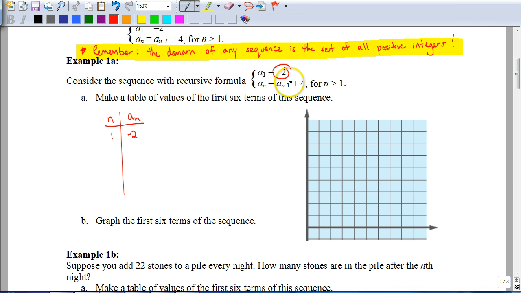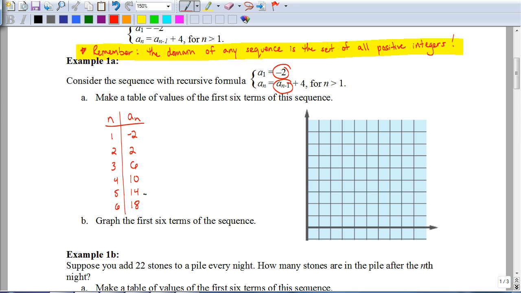To find the next term in our sequence, we're going to take the previous term and add 4. So to find the second term, I'm going to take the previous term, which is -2, add 4 to it, and that gives me 2. To find the third term, I'm going to take the previous term, which is 2, and add 4 to it, so it's going to be 6. We're trying to find the first 6 terms here. So the fourth term would be the previous term 6, plus 4, is 10. So this would be 14, and this would be 18.